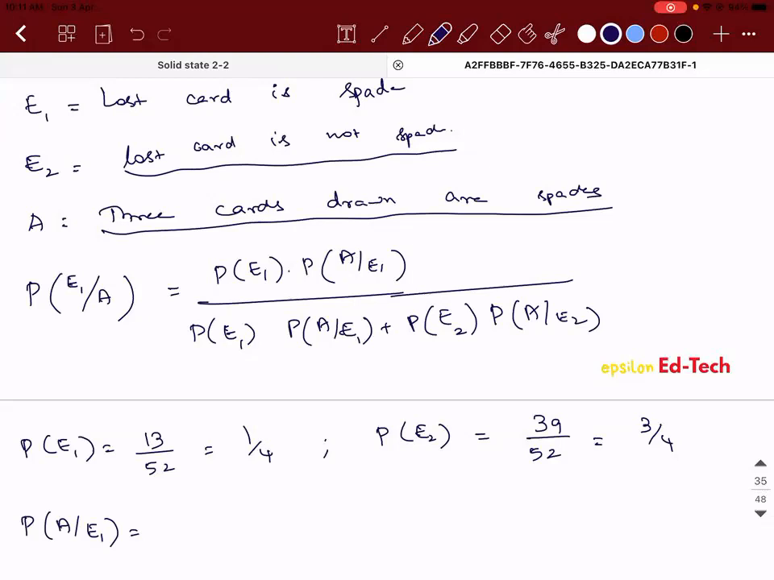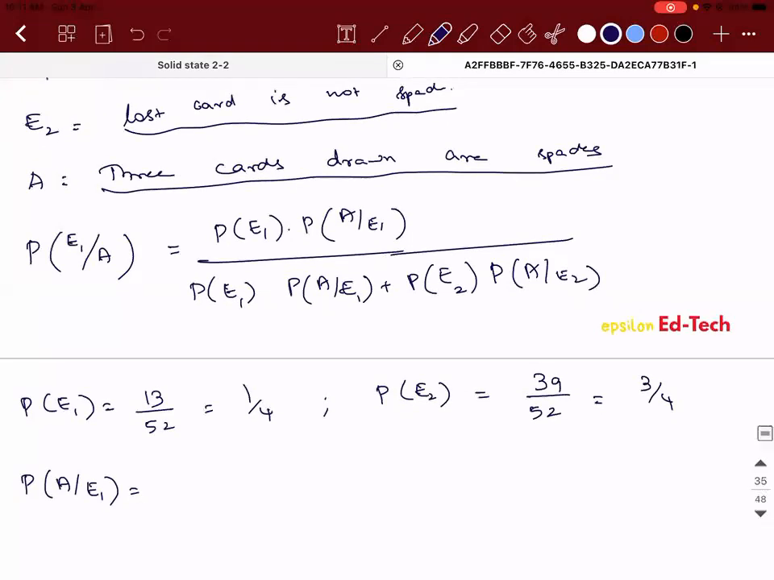Sir, is it 1 by 4 divided by 3 by 4? No, that is not the case. Think about it. This is the trickiest part. If you're able to crack this, only then will you be able to solve the problem. It is not that simple.